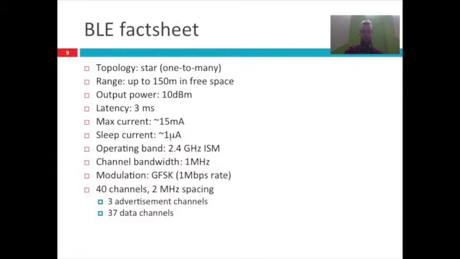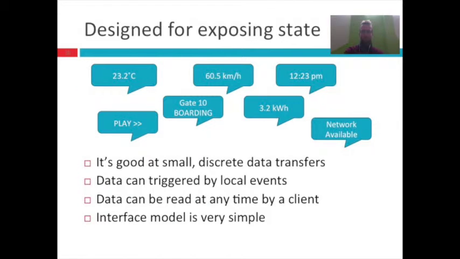It operates in the 2.4 GHz ISM band, like standard Bluetooth. Channel bandwidth is 1 MHz, as in standard Bluetooth. For the modulation scheme employed, here you have only one, which is Gaussian frequency shift keying, transmitting at 1 megabit per second. And we have 40 channels, which are spaced by 2 MHz, out of which 37 are data channels and 3 are reserved specifically for advertisement. And you will see in a few minutes what this actually means.